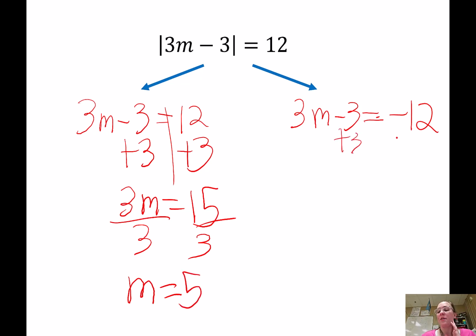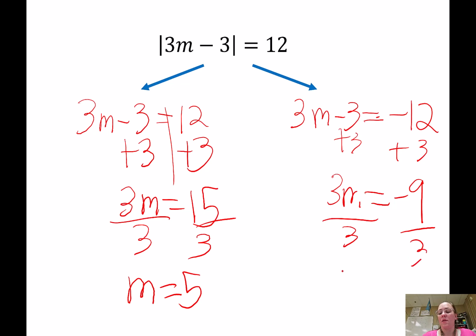Or add 3 on both sides here. All right, so negative 12 plus 3 gives me negative 9. So I get 3m equal to negative 9. Divide both sides by 3. And m is equal to negative 3. So my solution set here, guys, would be negative 3 and 5.